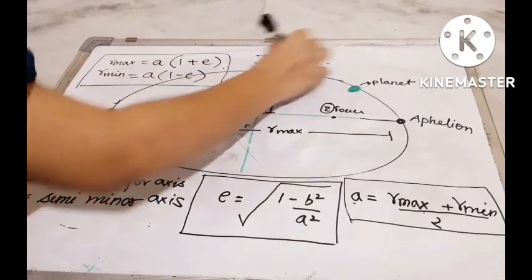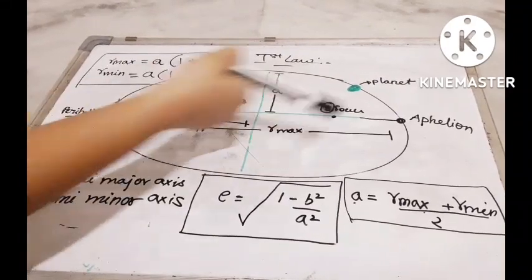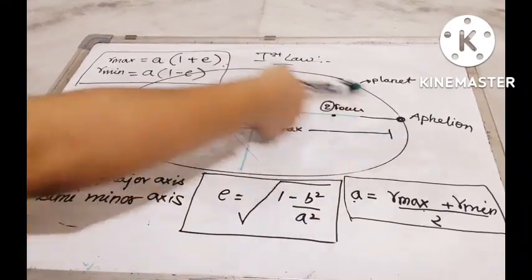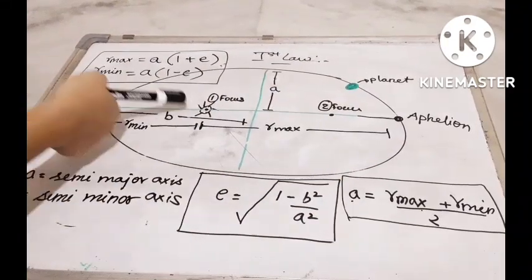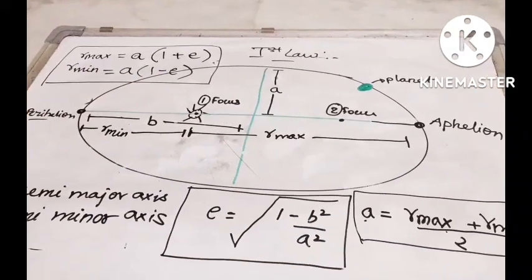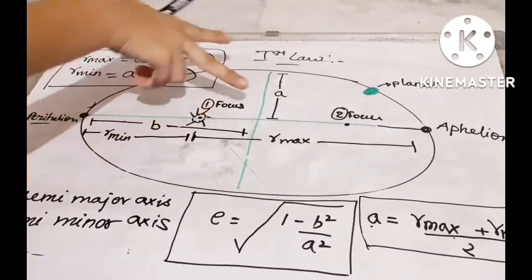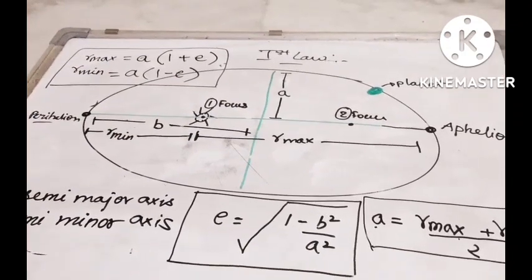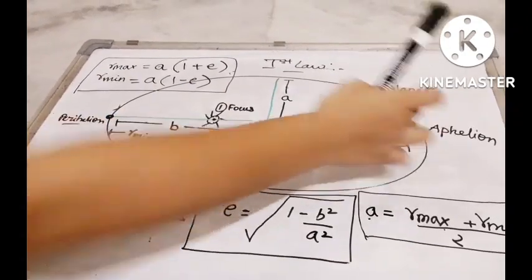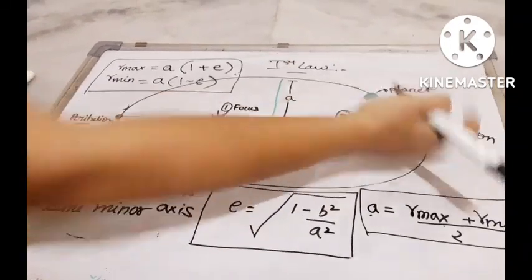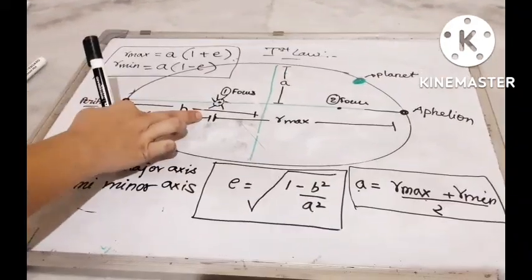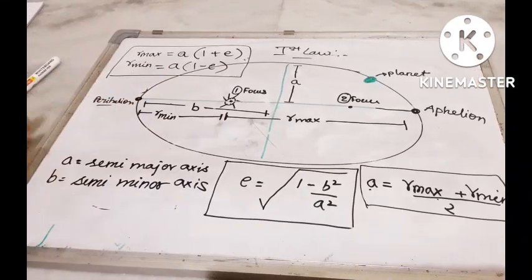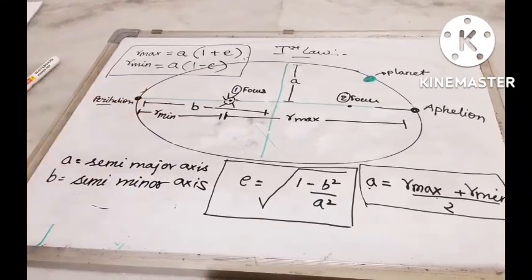Law of orbits, which states that the planet is revolving around the sun in an elliptical orbit, where the sun is at one of the foci, and there is a semi-major axis and a semi-minor axis. The maximum distance the sun can have with the planet is called R maximum, or aphelion, and the minimum distance the planet can have with the sun is called R minimum, or perihelion.